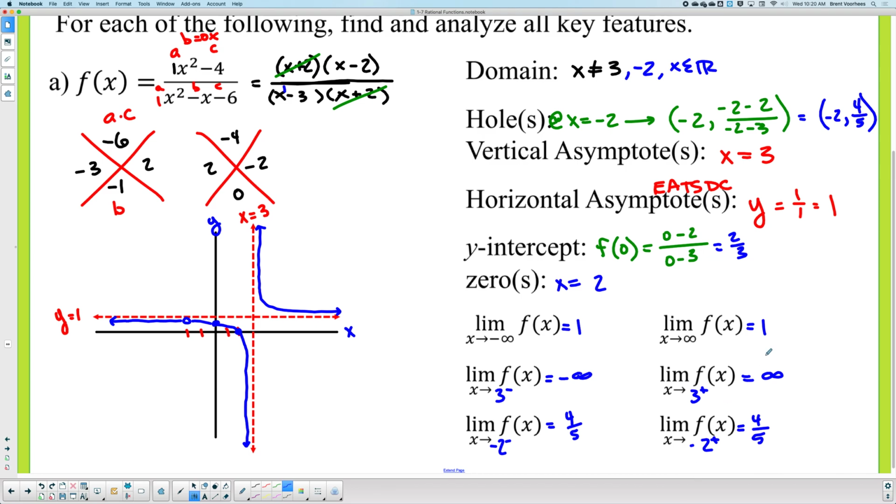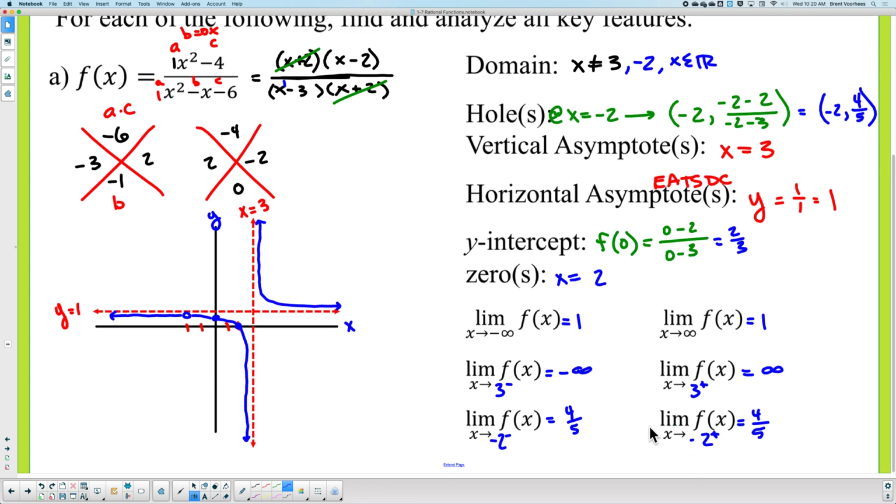So this last limit right here, you see how these are the same? Because those are the same, you could just write limit as x approaches negative 2. You could do it without the plus and the minus because they were the same. What is it on both values? 4/5. Because those two are equal, you could just write it as one limit if you desired. You don't have to write it as 2 limits. Yep. So there's a lot going on here.